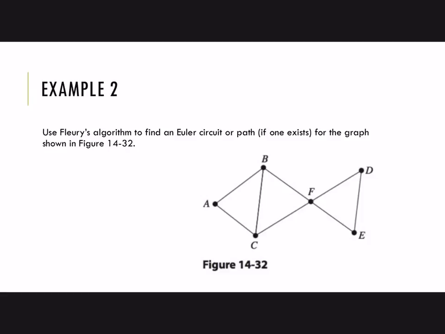Use Fleury's algorithm to find an Euler path or circuit if one exists for this graph. Let me check the degrees first to see where I need to start and if this is even possible. A is degree 2, B is 3, F is 4, D is 2, E is 2, and C is 3. So this is the case where I have two odd vertices, B and C, so I must start at one and end at the other. You can take your pick. I will go ahead and start at B.